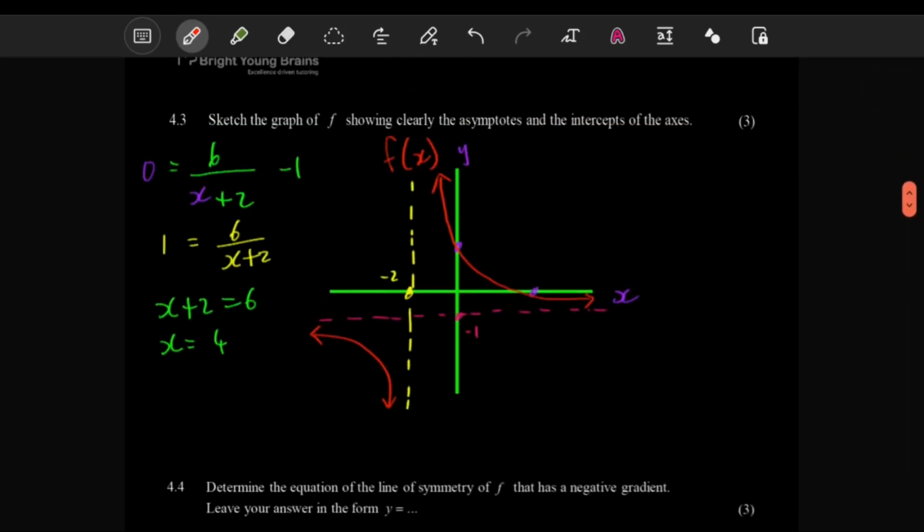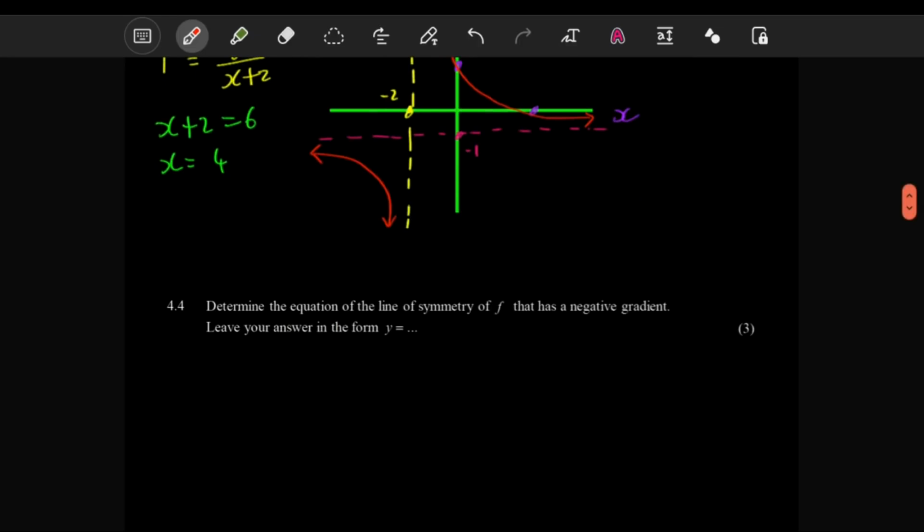That's f of x. We have labeled the intercepts, check. Asymptotes, check. And we have a sketch, check. So we're good. Let us move on.